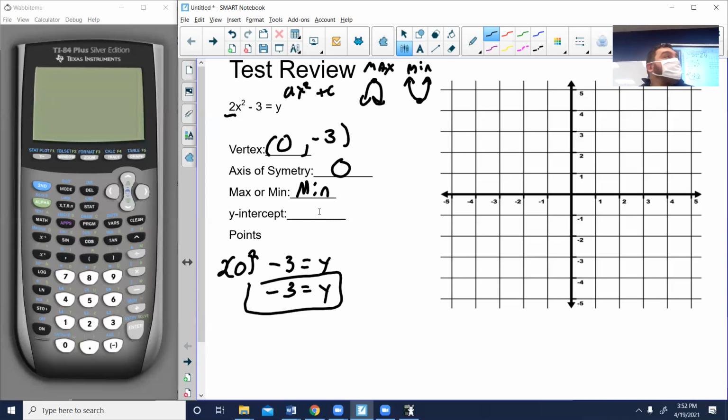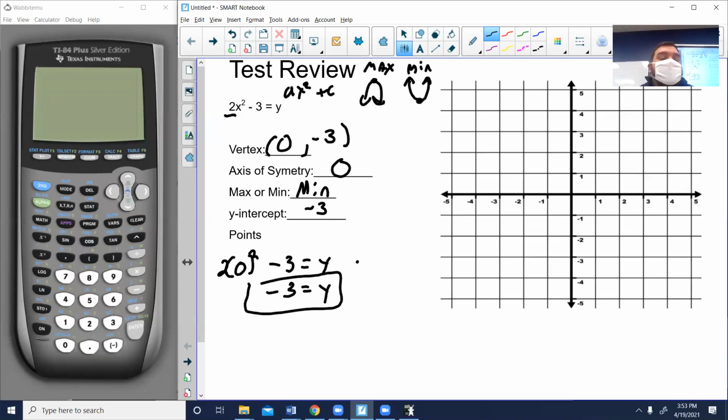Oh, come on. y-intercept. How can you find the y-intercept no matter what? What could you plug in? X equals 0. But guess what? We already did that. So what's our y-intercept? Again, -3. That's beneficial. That's going to be the same on this type of question, but won't be the same on the next type of question.